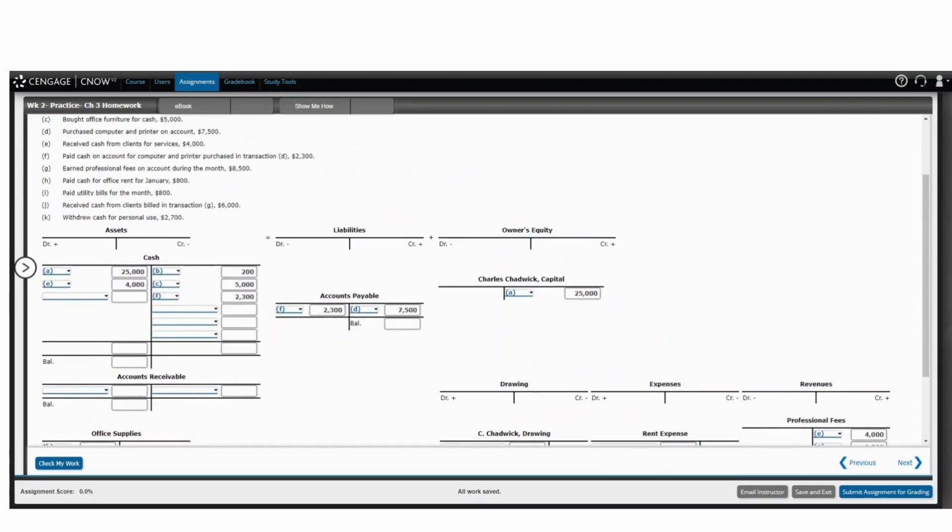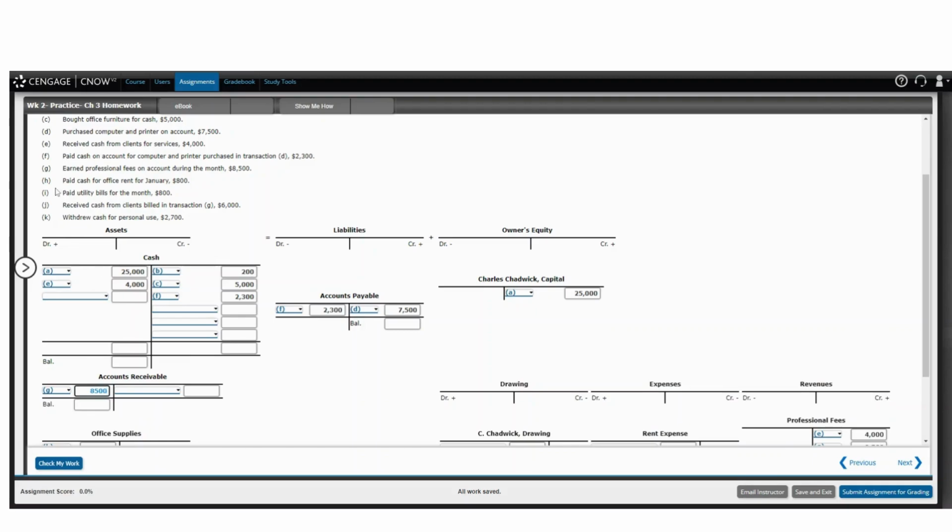All right, so the other account here, fees on account. So that tells me that the client is going to pay me in the future. So they didn't pay me cash right now. So the other account that I need to put an entry in is accounts receivable. Okay, I'm waiting to receive that money from my clients. Accounts receivable is an asset and it increases on the debit side. So I'm going to put G and I'm going to put 8,500.